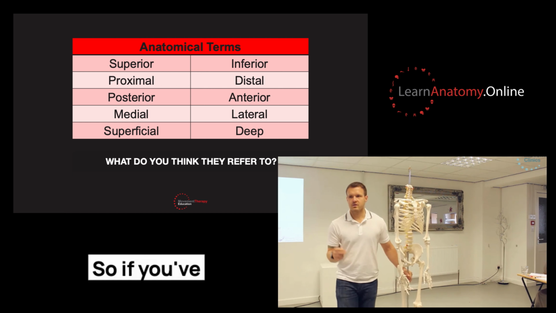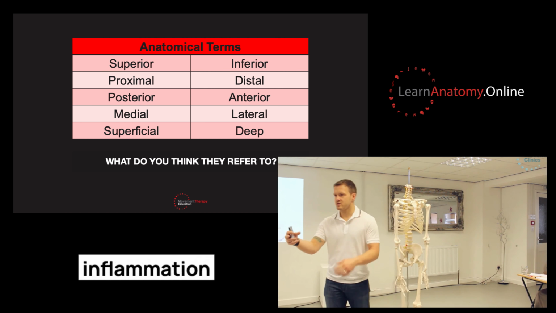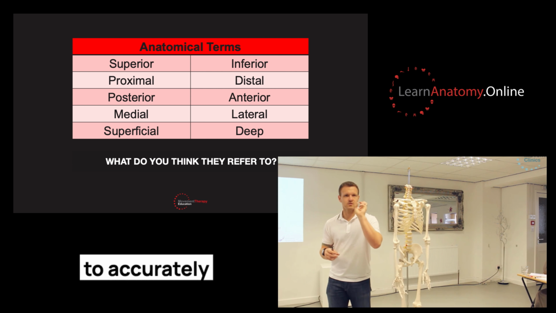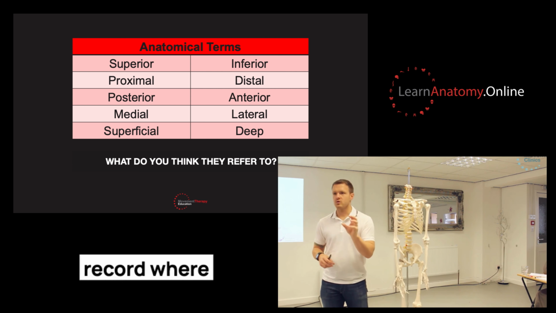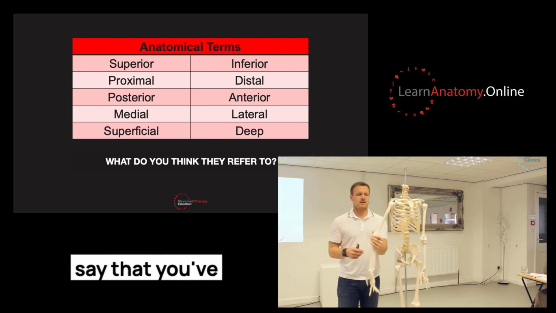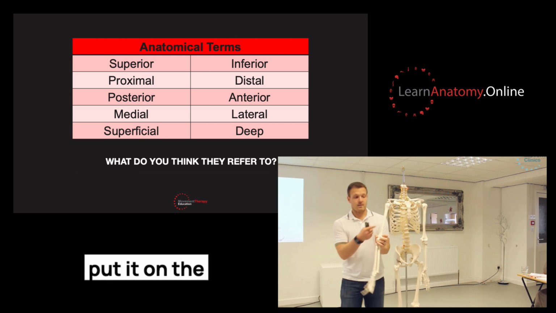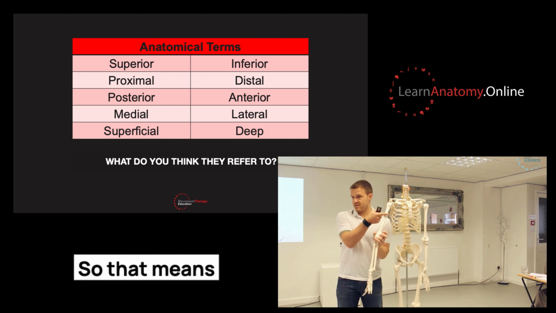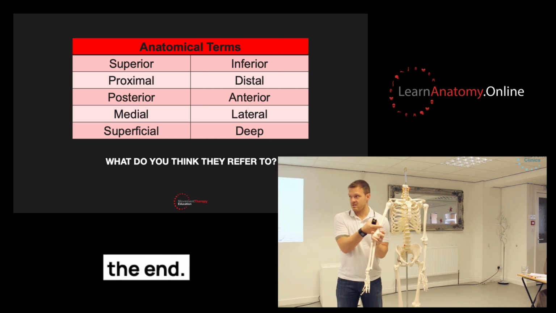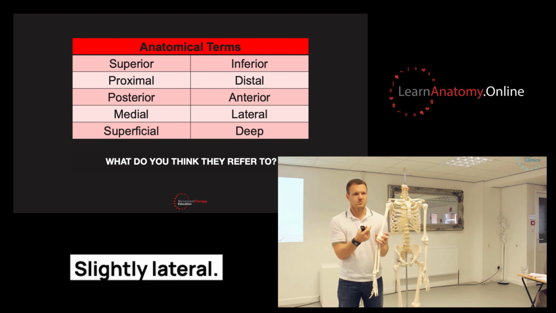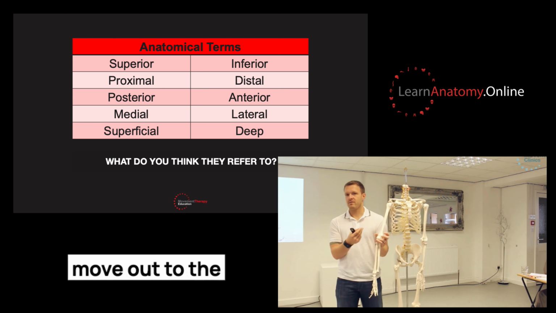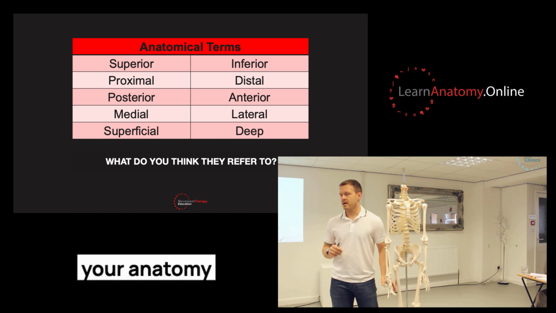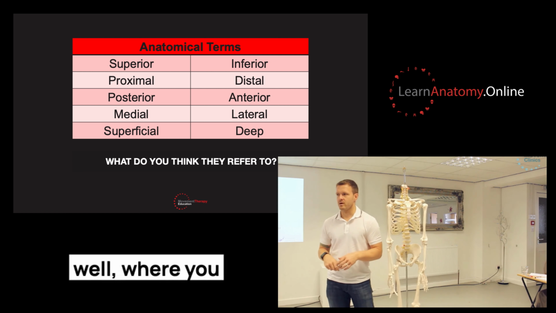So you can see how these words are really important when you're trying to pinpoint locations for your treatment. So if you've got someone who's got inflammation in an area, and you've put on a Hijama cup, you need to accurately record where you have put it. So you might say that you've put it on the distal portion of the biceps, so that means the bit of the bicep towards the end, okay, slightly lateral. Okay, so then you move out to the side, or wherever it is, and then you mark it on your anatomy drawings as well where you've put them.